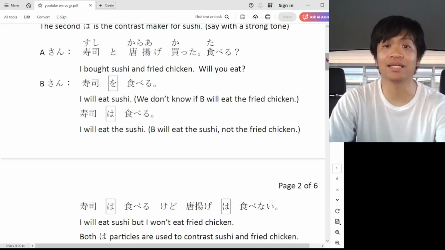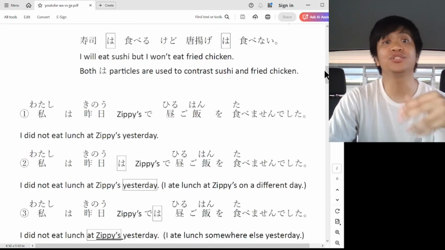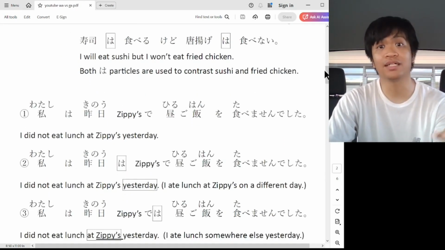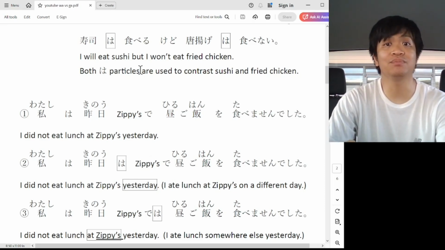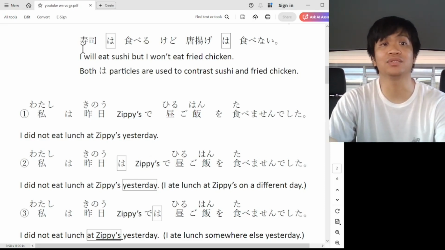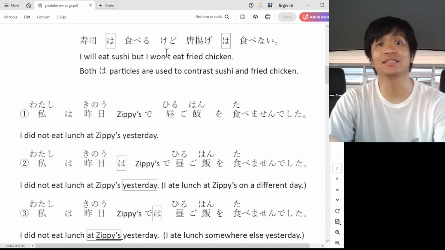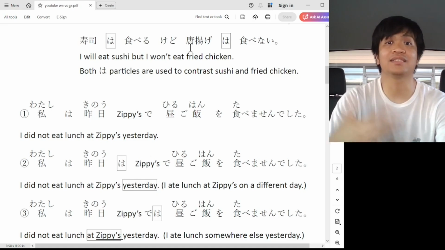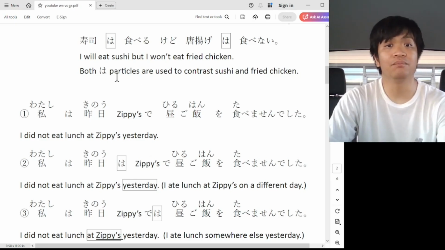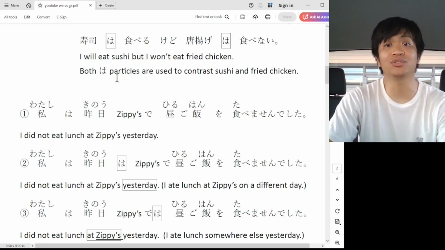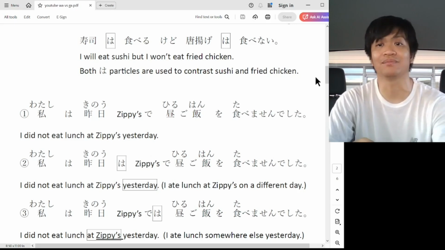So that's the same thing as saying this right here. Sushi wa taberu kedo, karaage wa tabenai. So I will eat the sushi, but I won't eat the fried chicken. So sushi wa, that's a comparison marker. Taberu, eat, kedo, but. Karaage, that's the fried chicken. This is the other comparison marker here. Wa tabenai, will not eat. So here, both particles are used to contrast the sushi and the fried chicken.